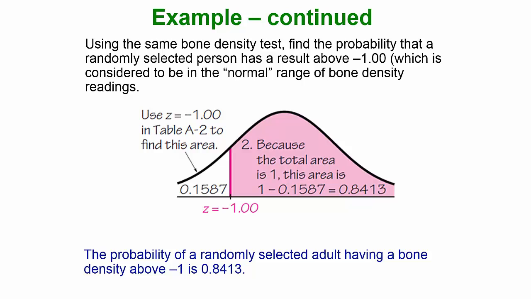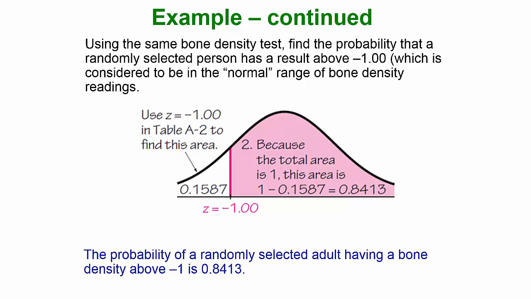So using that same test, let's find the probability that a randomly selected person has a result above negative 1.0. That's considered to be in the normal range of bone density readings. So always draw a picture. All right, so my z is negative 1.0, and so we're going to look up negative 1.0 in the table.